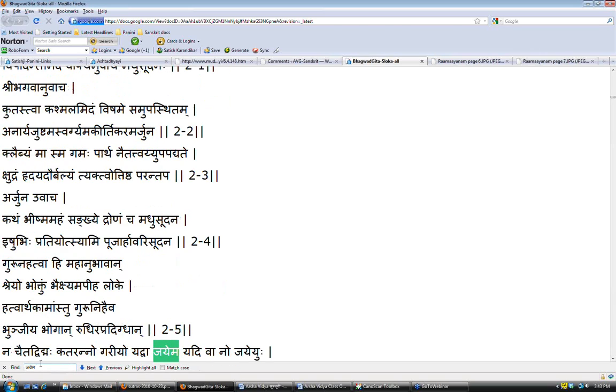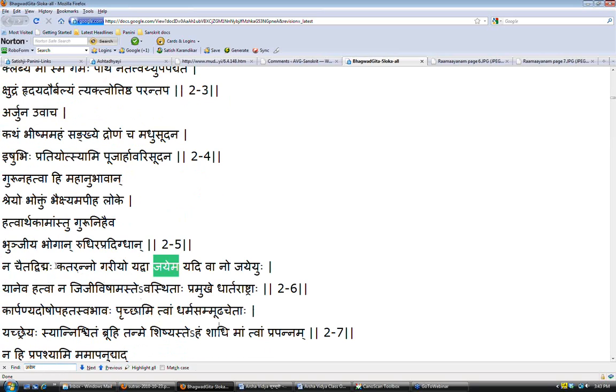So yadva jayema yadivano jayeyuhu. This word katarat. So na chetad vidmaha kataranno gariha. So what is better for us? Yadva jayema, whether we should win, or yadivano jayeyu, or they should conquer us. Right? This katarat is, I shouldn't say jnana shabdaha, but this is a sarvanama shabdaha. Katarat means which one among two is katara. Katama is which one among many.